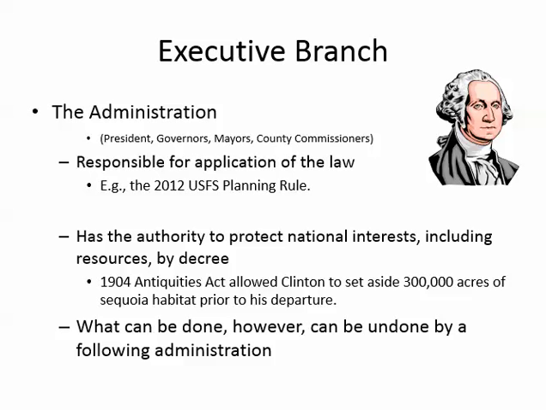Okay, so the administrators are presidents, governors, mayors, county commissioners, etc., and the administration has the authority to protect national interests, including resources, by decree. So, for example, the 1904 Antiquities Act allowed Clinton to set aside 300,000 acres of sequoia habitat prior to his departure as president a number of years ago. However, things that can be done by an administration through presidential decree can also be undone, and so you see that happen periodically.